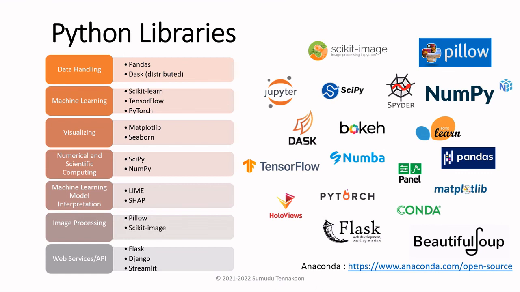Machine learning and model interpretation. You can find libraries such as Lime, SHAP, and many other libraries supporting fairness in machine learning, as well as to interpret your models to make your machine learning models more transparent. There are libraries for image processing, libraries for building web services, libraries for web scraping, and many other uses of Python. You can find libraries you need.